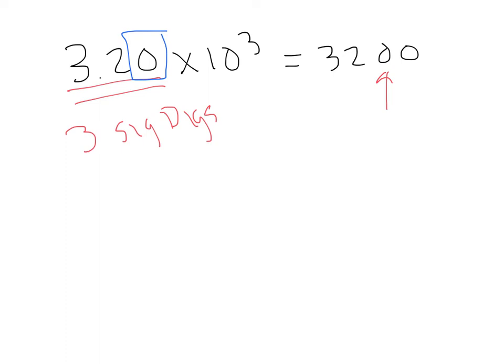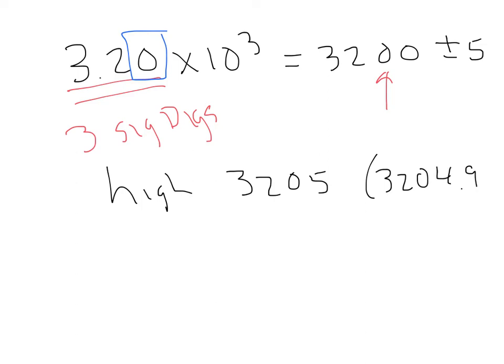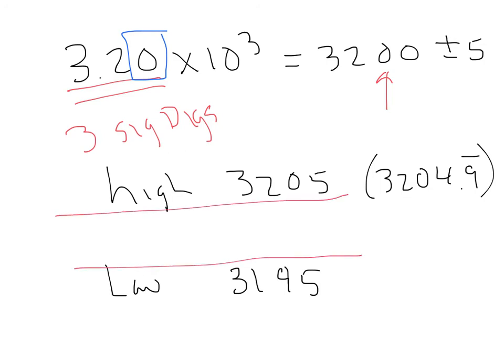So 0 is just as valid in scientific notation as any other digit, a 1, 2, or 3. It's not a placeholder. It's written there to mean something, and what it means is, once again, we could go up 5 or down 5 without being too far away, which means our high is 3,205 or 3,204.9 repeating, and our low, and this gets a little more challenging because you have to subtract 5 from 3,200, is 3,195.